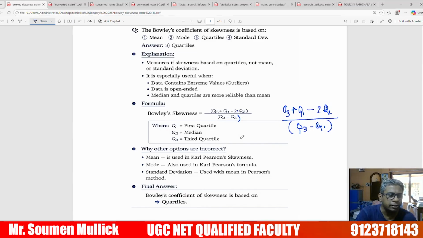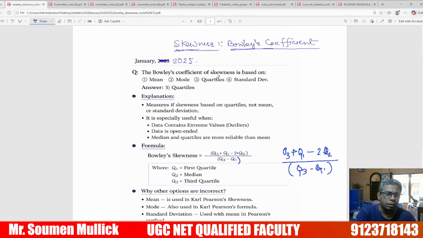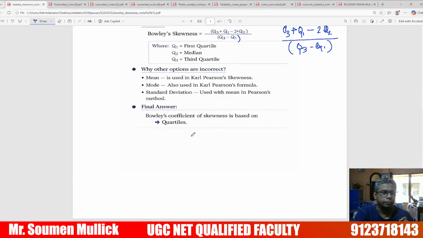Why are the other options incorrect? Because mean is used in the Karl Pearson skewness. Mode is also used in the Karl Pearson formula, and standard deviation is used with the mean in Pearson's method. In the case of Bowley's coefficient of skewness, the perfect option is quartile. So the final answer: Bowley's coefficient of skewness is best based on quartile.